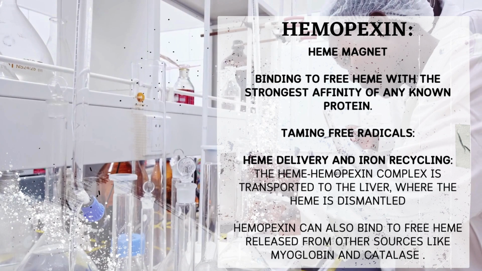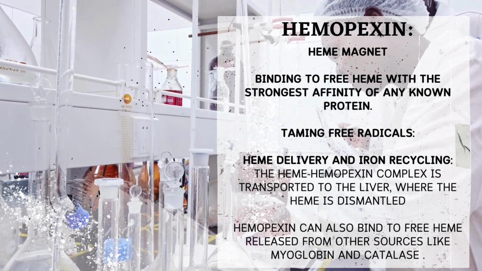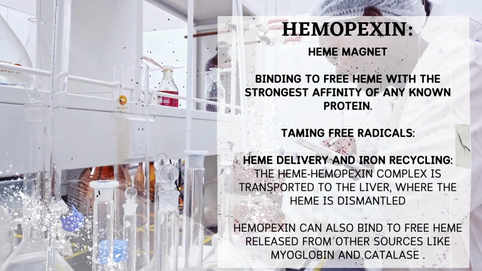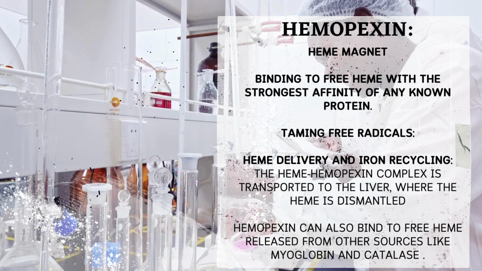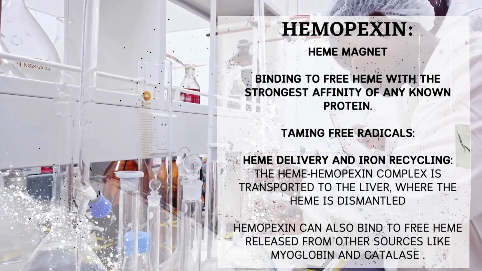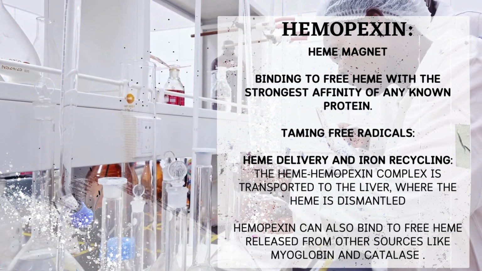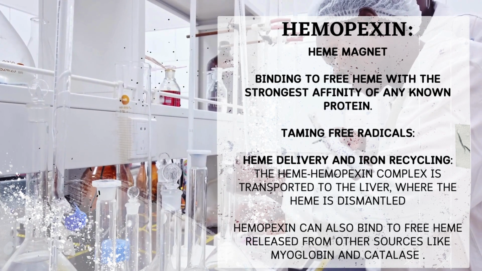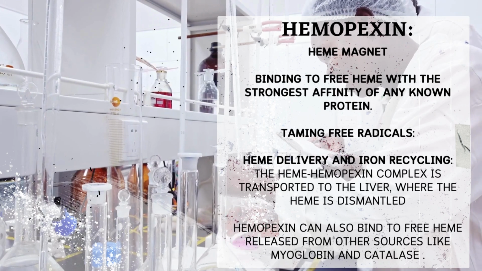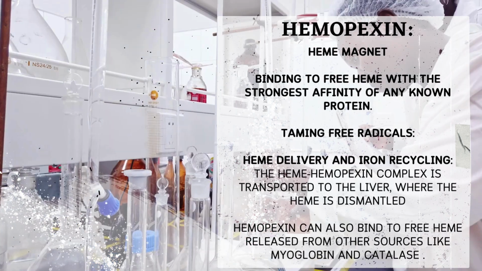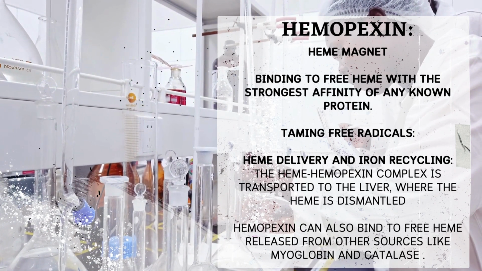Hemopexin, the hemoglobin hero. Hemopexin is a vital protein that plays a critical role in mopping up free heme, a potentially harmful molecule released during red blood cell breakdown. Heme magnet: hemopexin acts like a magnet, binding to free heme with the strongest affinity of any known protein. This prevents the free heme from causing damage. Taming free radicals: unbound heme can generate harmful free radicals, which can damage tissues. Hemopexin efficiently captures free heme, preventing this oxidative stress.